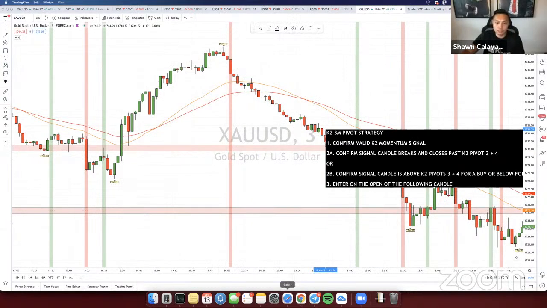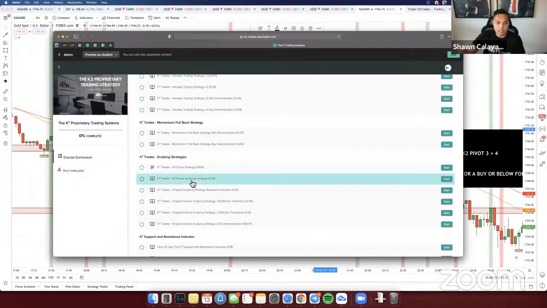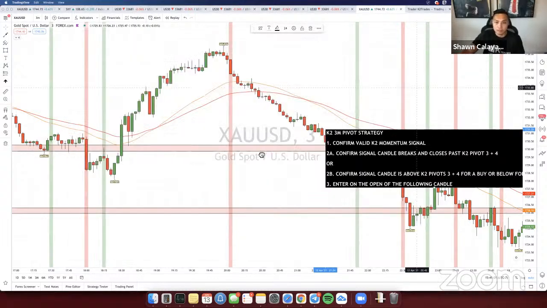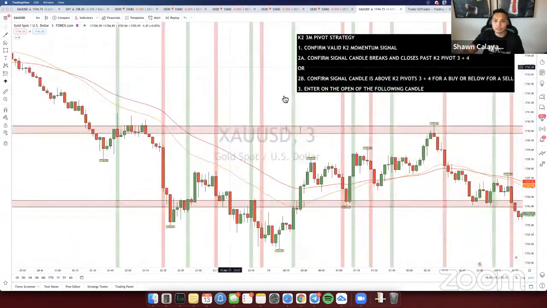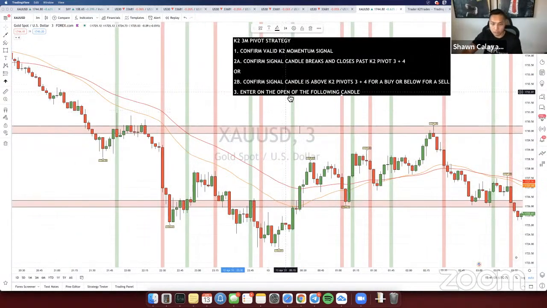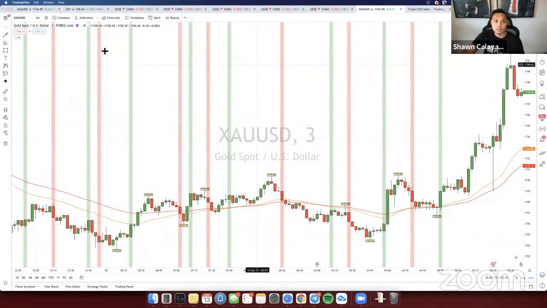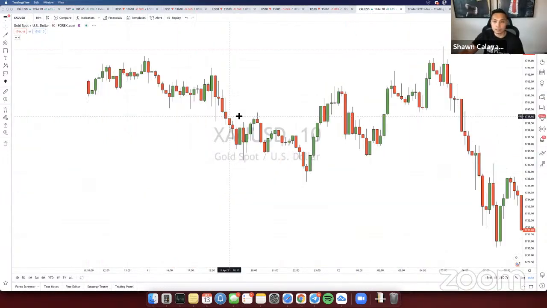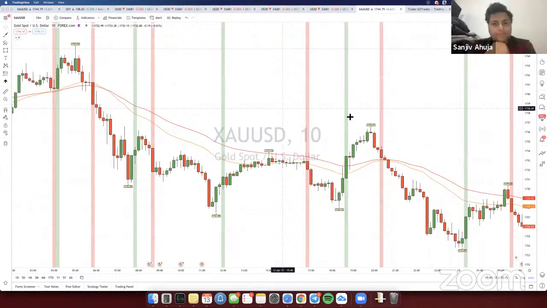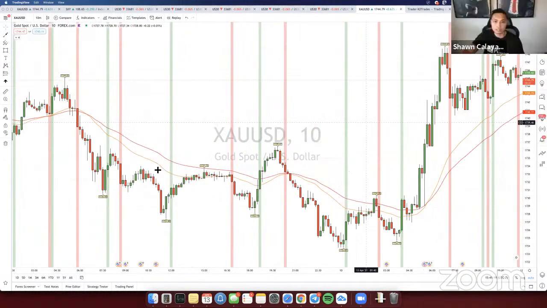I think the next strategy on the list is the K2 pivot strategy, the K2 pivot scalping strategy. This strategy is very similar to this one, except there are variations to it. This one has more requirements, so I'll show you how it works. You can apply this on any time frame, but I like it on the 10 minutes. Yeah, applying this on the 10-minute here.